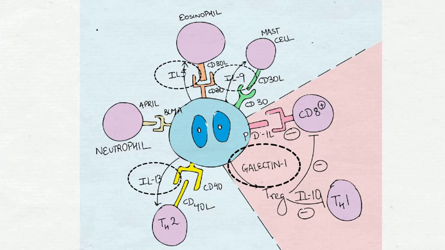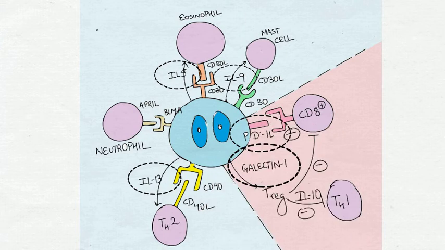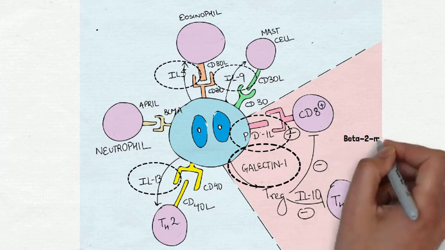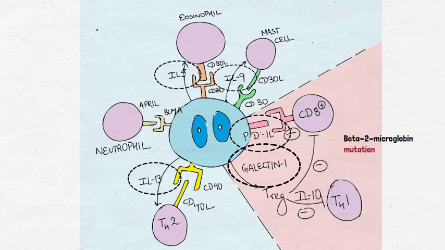RS cells also create immunoprivileged status around them to evade immunological destruction. This is done with the help of PD-1 ligand, which inhibits cytotoxic T cells. Similarly, mutation of the beta-2 microglobulin gene prevents antigen presentation by the tumor cells. Furthermore, galectin-1 stimulates T regulatory cells to produce immunosuppressive cytokines like IL-10 and TGF-beta.